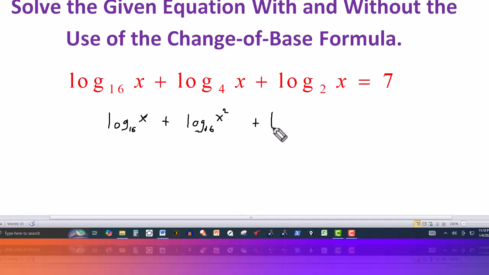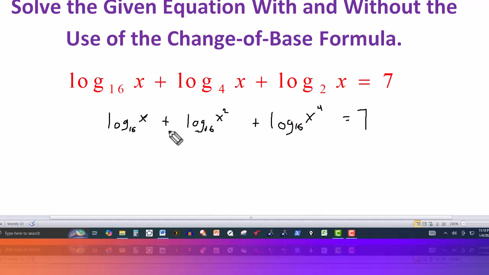Plus, and this will be the log. To get that base 2 to 16, I'd have to take it to the 4th power. So 2 to the 4th is 16. This would become 16. I can do that as long as I take the argument to that power. So this would be x to the 4th. That's equal to 7. So now I have the same base: 16, 16, and 16.